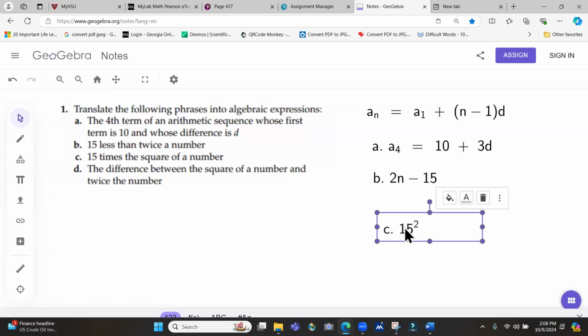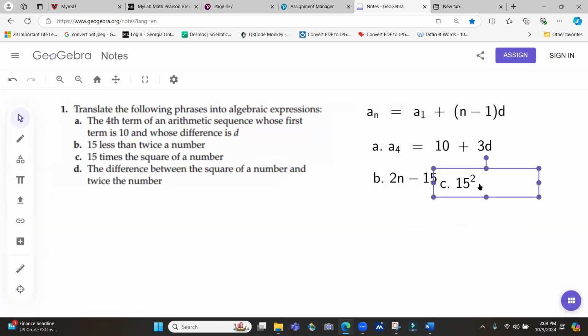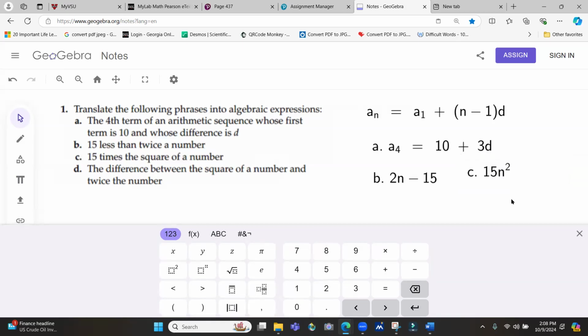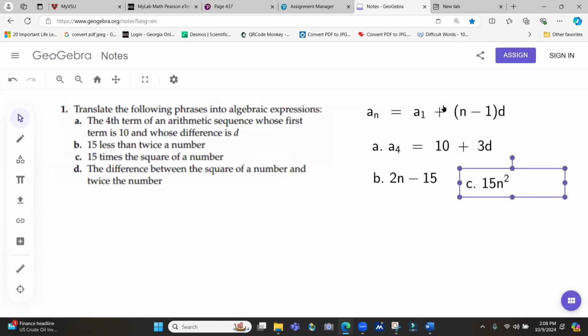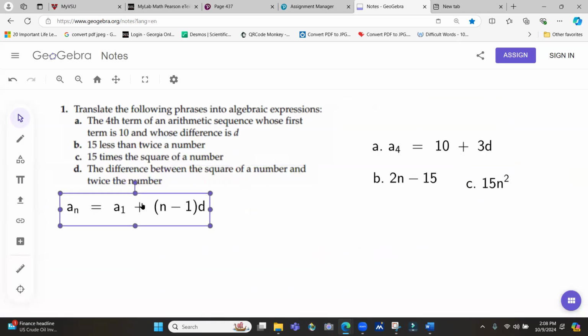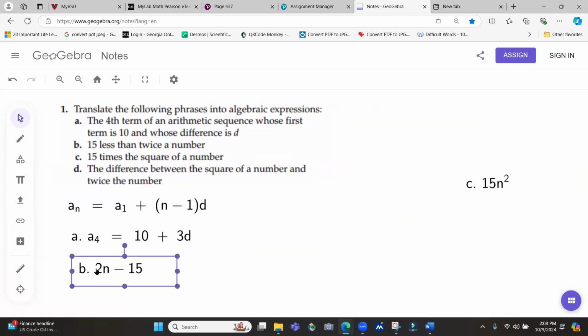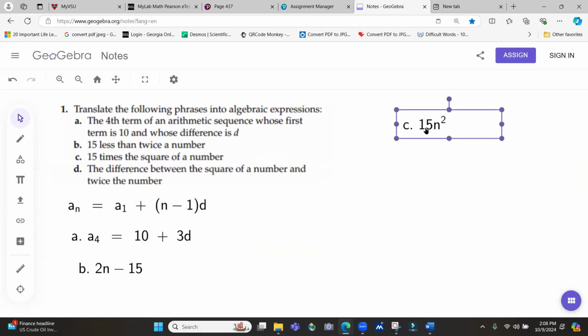All right. Let me do it here. 15 times. Okay, that's my part C. I'm going to put this here because I need the rule. That's A, that's B, that's C. 15 times square of a number, and I'm assuming the number is n.